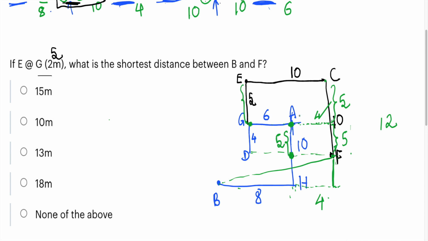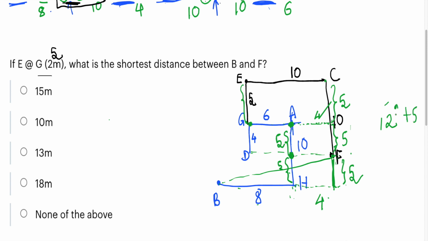If this is 5 meter and from A to H, if the distance is 10 meter, then what is the distance here? It is 5. If this is 5, then this one is also 5, right? So this one is 5 meters. So now what do you have? 8 plus 4, 12, and here you have 5.